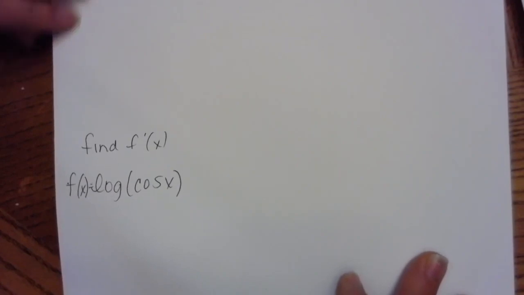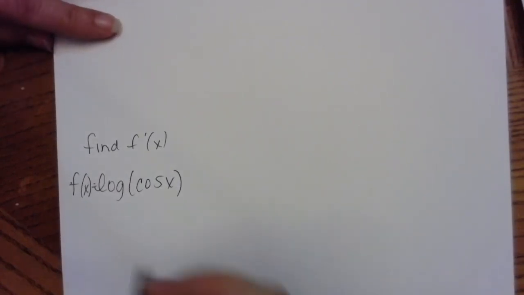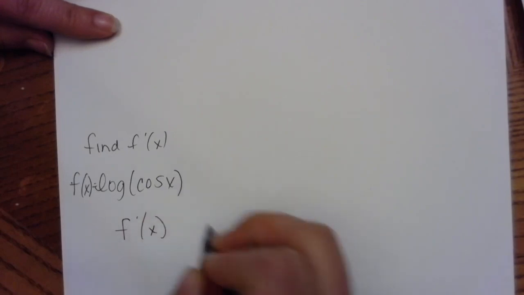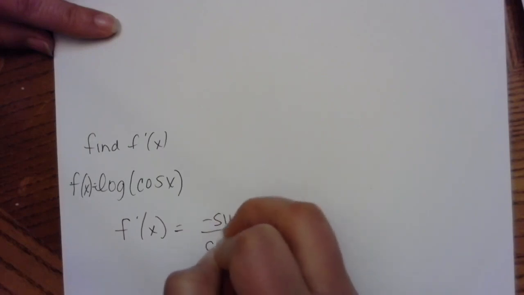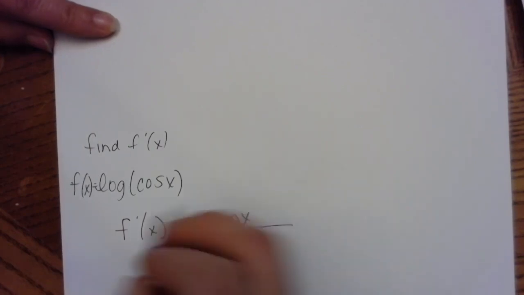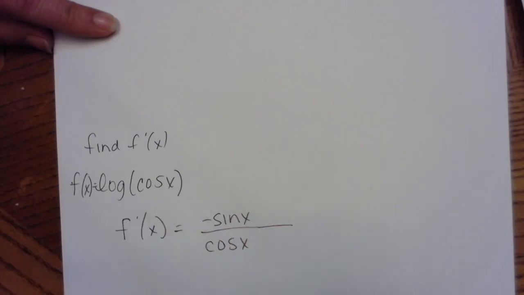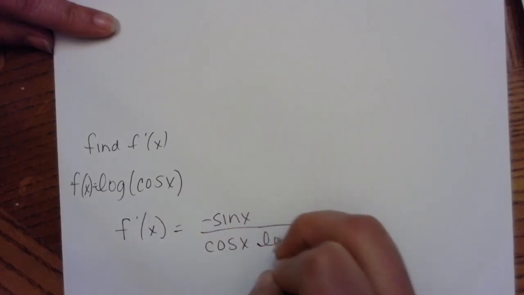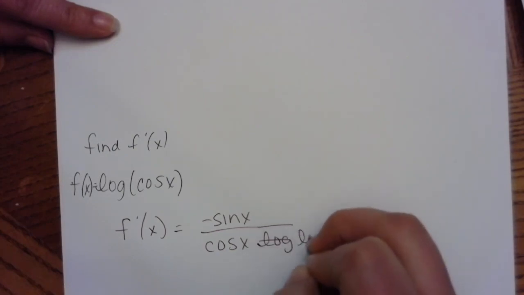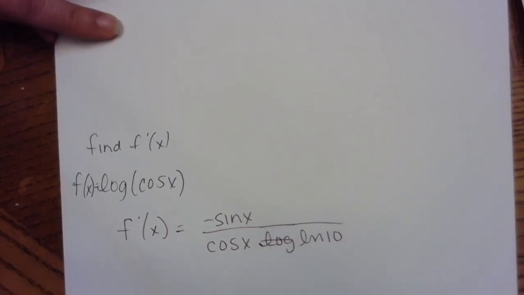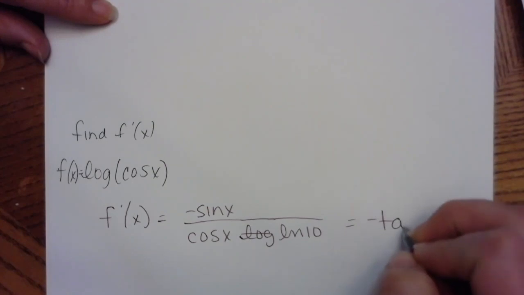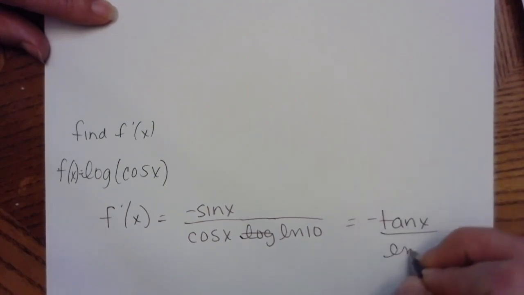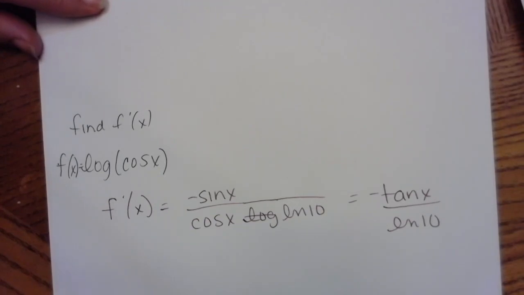Okay, so let's try another one. We have f of x equals the log of cosine of x. So initially I'm just going to treat it like it's ln, so I know that it's going to be a cosine in the bottom, and a negative sine on top because that's the derivative, and then times, now this is log with nothing said, so we're going to assume it's base 10, so this also has, oops, I wrote log instead of ln of 10. And there's my derivative. So I could technically call it, if I really wanted to, negative tangent of x over the natural log of 10. It's perfectly fine the way it is, though.